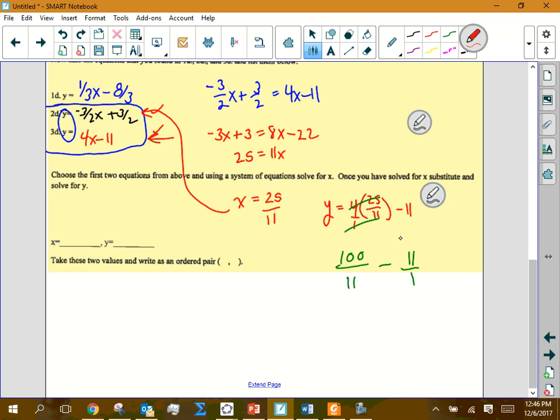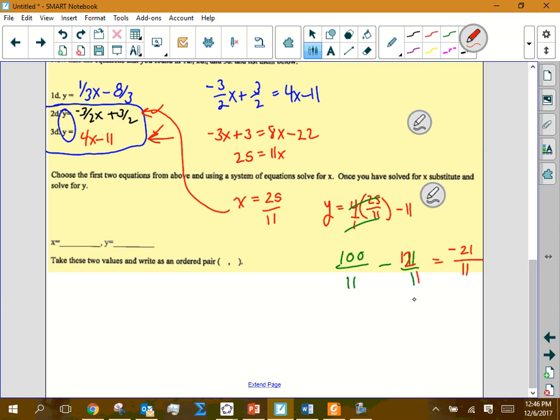Common denominator. What's common denominator going to be here? 11. So the top becomes 121. Okay? So 121 over 11 is still 11, right? But now I can actually do the subtraction. And this is going to give me, the denominator stays 11. What's the top going to become? Negative 21.